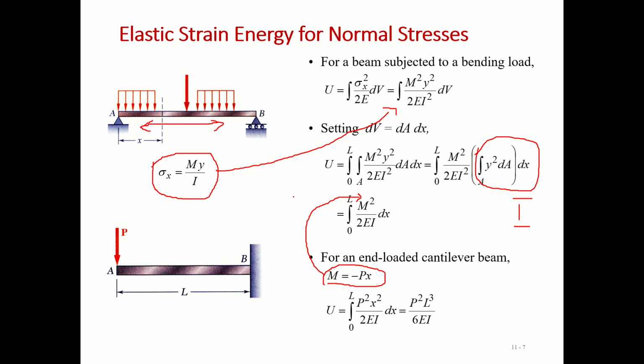For this kind of beam, if we have different types of loading, we will segregate this beam into different cross sections, find the strain energy for each individual section, and then sum up the whole strain energy. So this is the general method. In this way we can find the elastic strain energy for the normal stresses in the beam. So this is for the normal stresses, remember, normal stresses.